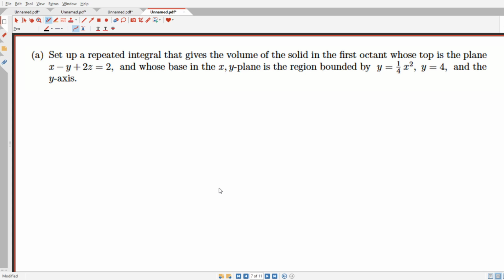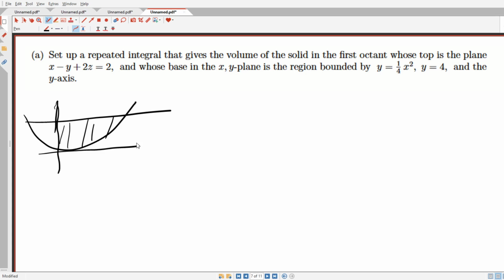Okay, set up a repeated integral that gives the volume of the solid in the first octant whose top is the plane x minus y plus 2z equals 2, and whose base is the xy plane. In the xy plane is the region bounded by these two curves. Okay, so in the xy plane, we have y equals 1/4 x squared, y equals 4, and the y-axis. So that's this region here. So this is x, this is y.